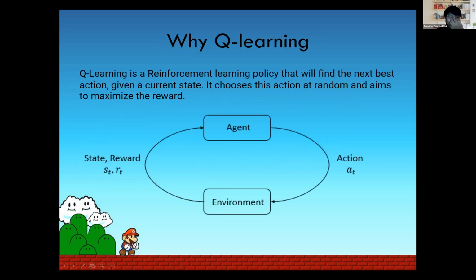So why do we use Q learning? I think tomorrow Matthew is going to teach about reinforcement learning. It's about the state and the action that the agent takes in each state. Mario has to do something, but when we use Q learning, it will find the best action for each current state. In each state and each action, the agent can get some reward, and with Q learning it will get the best reward it can.